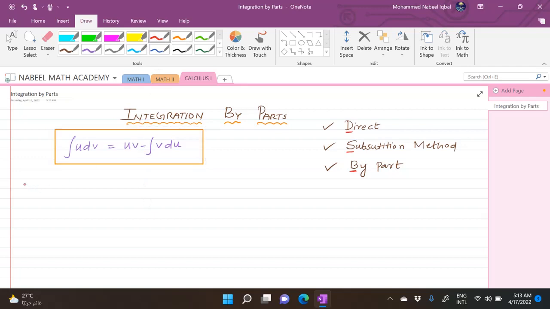Evaluate the integral of x cosine x dx. Here the direct method is not possible, and we cannot solve this using the substitution method, because if you take u equals cosine x, the derivative is not present in the integral. So we have to go with the integration by parts method.